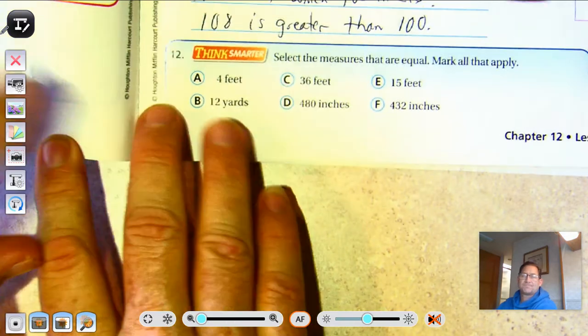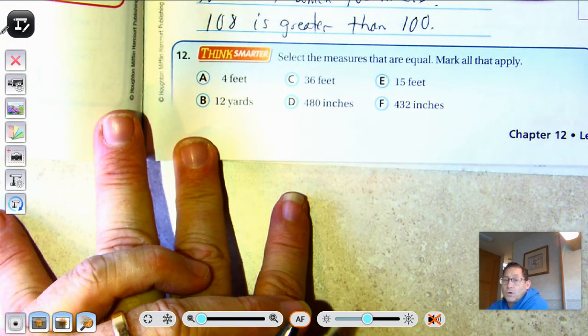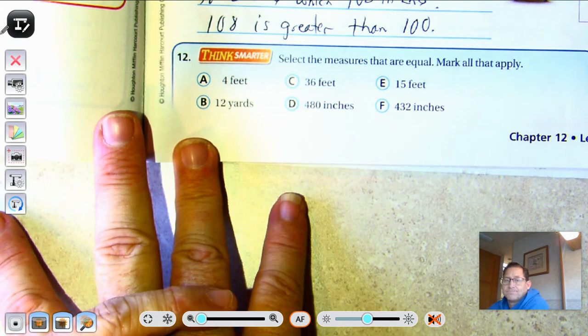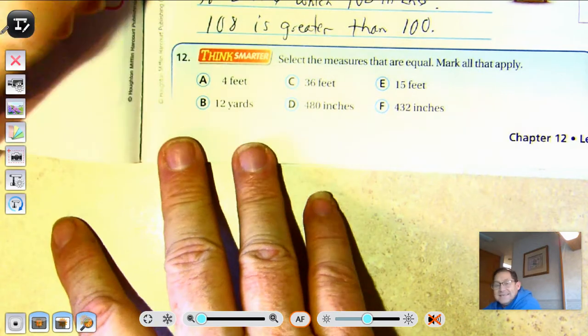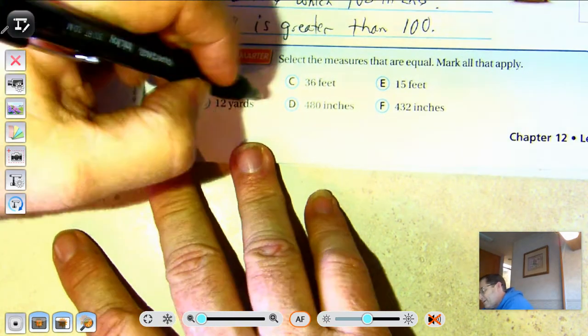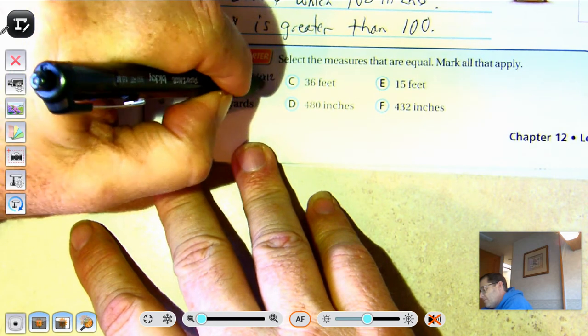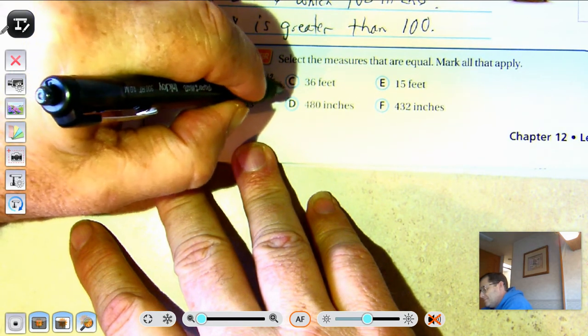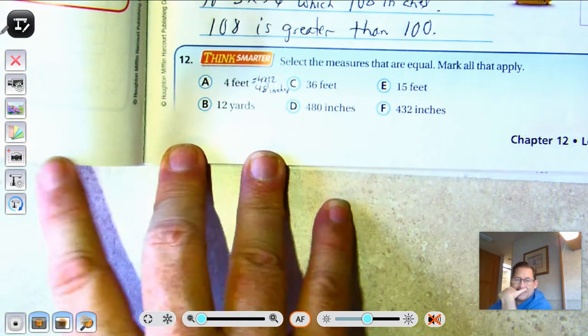Number 12. Select the measures that are equal. Mark all that apply. 4 feet. 4 feet would be 4 times 12. That's 48 inches. Okay, so that doesn't really match anything.